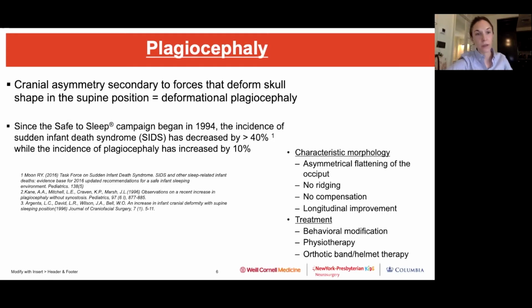This is plagiocephaly, okay? The cranial asymmetry is secondary only to forces that deform the skull from external to internal. This is different from synostosis, which we'll go over, which is clearly an internal to external result of pathologic skull shape. This is simply from children having a preference, being put to sleep on their backs, or having true torticollis, meaning they physically can't turn their head well in one direction.